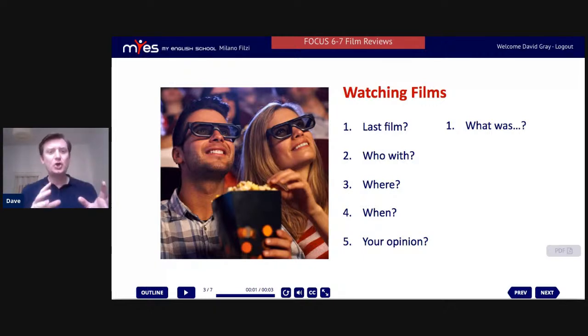So, number 2, who with? Please make the full question for number 2. Remember, as well, prepositions, where we put prepositions in questions. Who can tell me what the full question is for number 2?